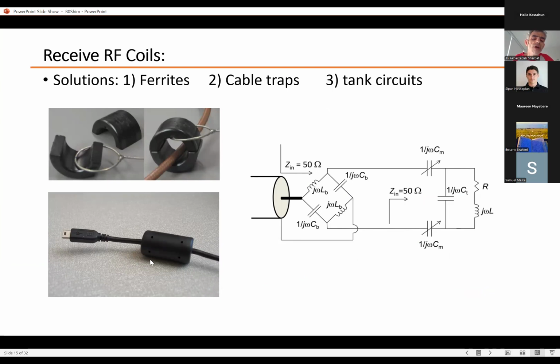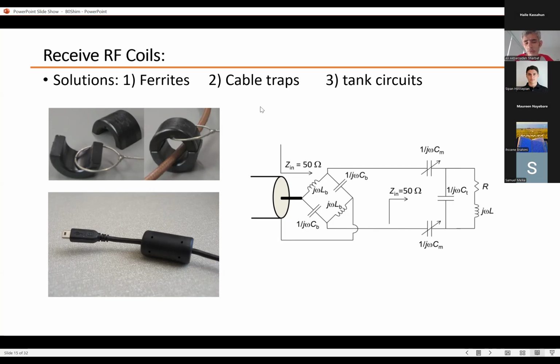All of you have seen this ferrite around USB cables or other cables. It actually does the same thing. But the problem is that these ferrites are ferromagnetic, a magnetic material, so we cannot use them inside the magnet room. The other solution is to use tank circuits. The tank circuit, something like this, can do the job for us. But a more popular choice is to use cable traps.